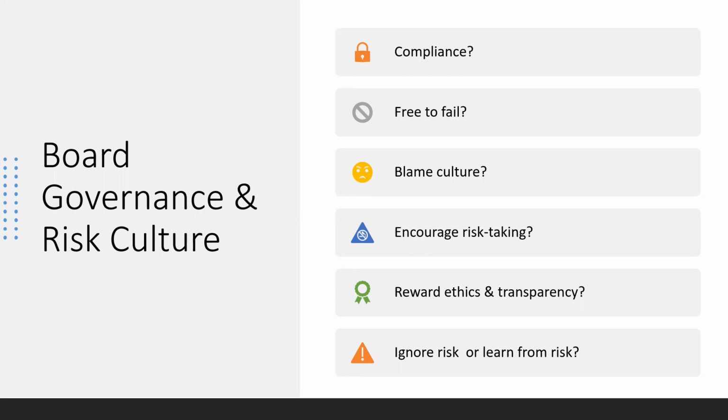Does the risk culture reward ethics and transparency, or does it punish ethics and transparency? Does it punish employees who seek to openly report wrongdoing? It's the responsibility of the board to ensure that those who speak up about wrongdoing are not punished.